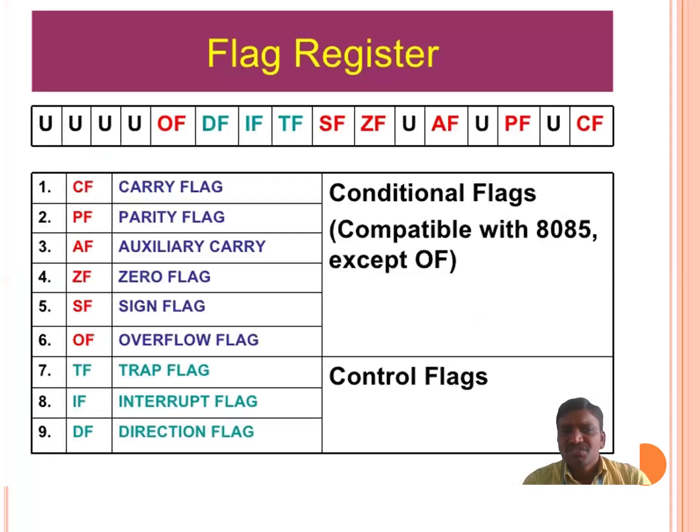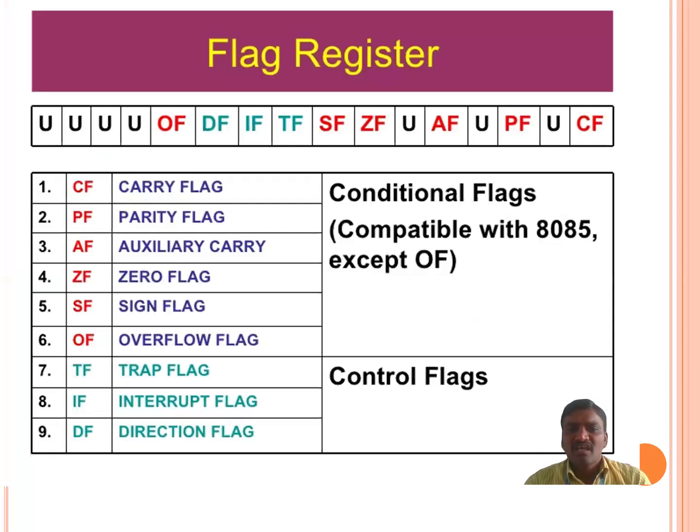The next one is ZF, that means the zero flag. ZF is set to 1 or reset to 0 depending on the result. Whenever we perform an ALU operation between two numbers, suppose you get the result as 0, that means the 16-bit result has each and every bit as 0. In that case only, the zero flag is set to 1. Otherwise, it is reset to 0.